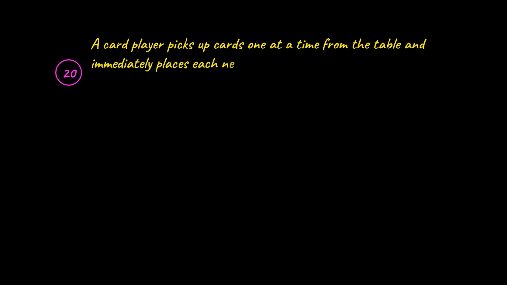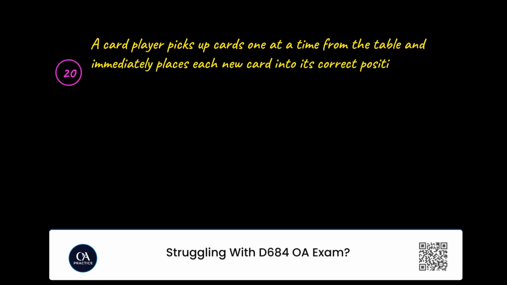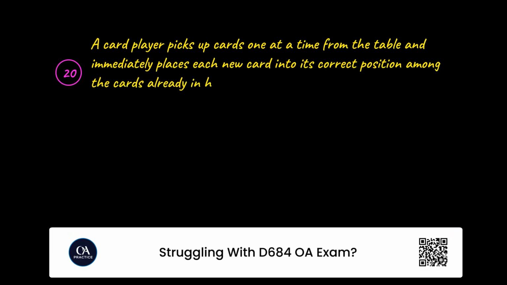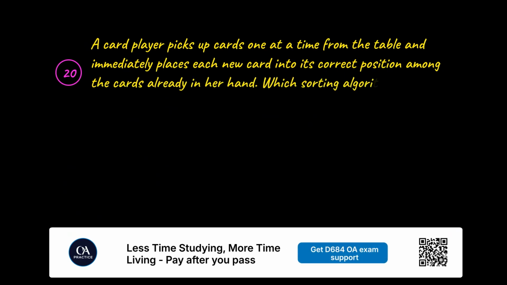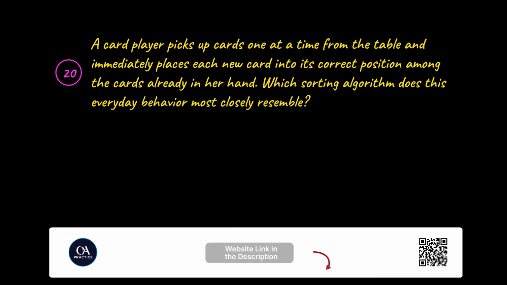Question 20. A card player picks up cards one at a time from the table and immediately places each new card into its correct position among the cards already in her hand. Which sorting algorithm does this everyday behavior most closely resemble?